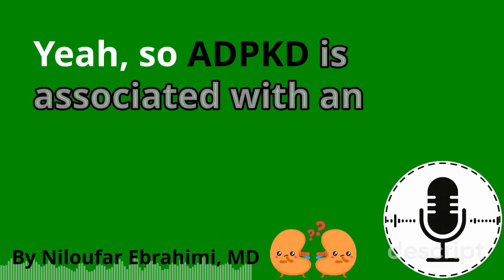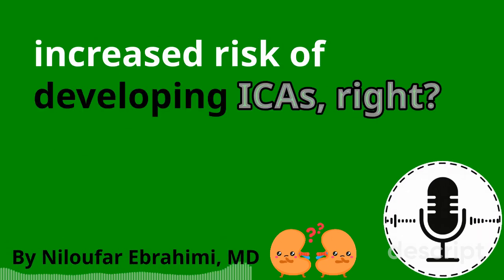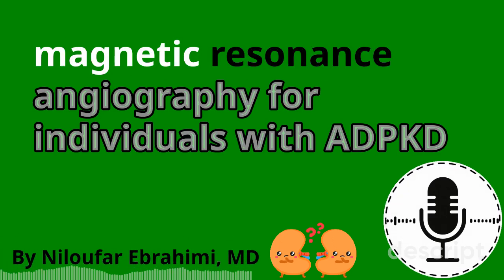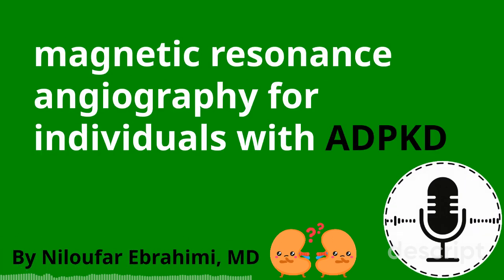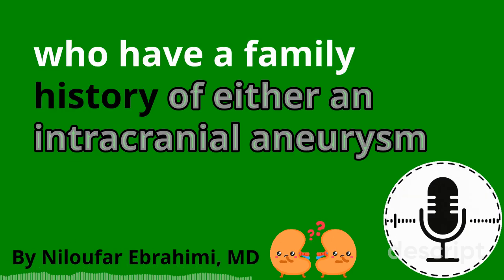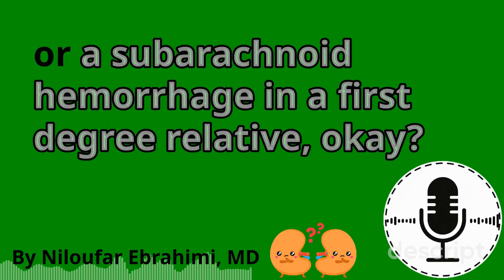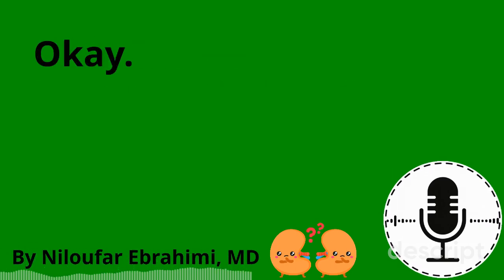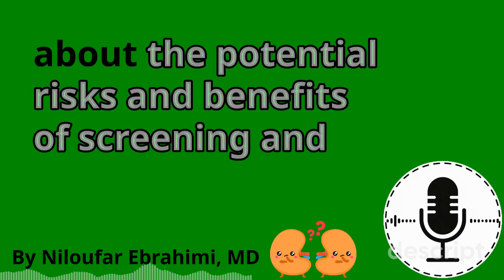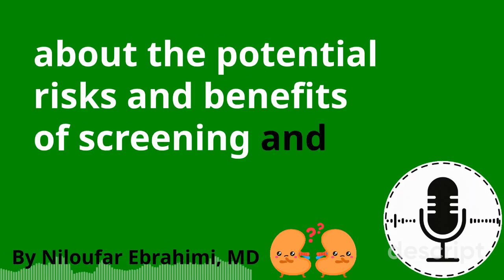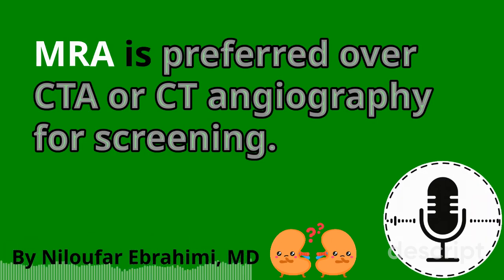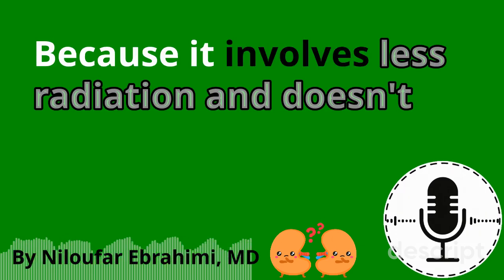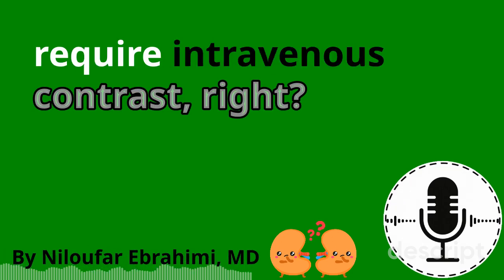So ADPKD is associated with an increased risk of developing ICAs. The guidelines suggest screening with MRA, or magnetic resonance angiography, for individuals with ADPKD who have a family history of either an intracranial aneurysm or a subarachnoid hemorrhage in a first-degree relative, or in 2 or more relatives. You should have a detailed discussion with these patients about the potential risks and benefits of screening and any subsequent treatment options. MRA is preferred over CTA, or CT angiography, for screening because it involves less radiation and doesn't require intravenous contrast.